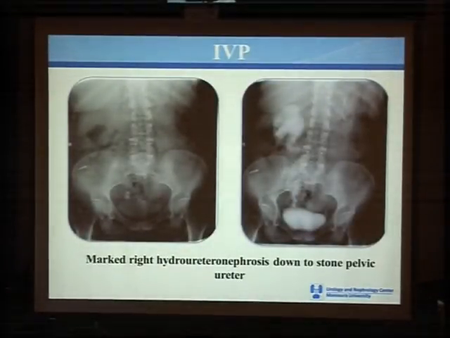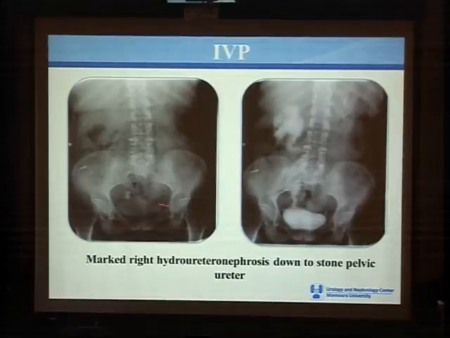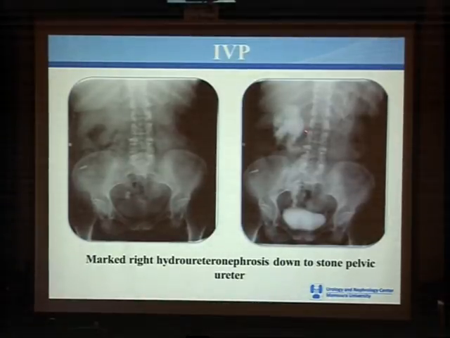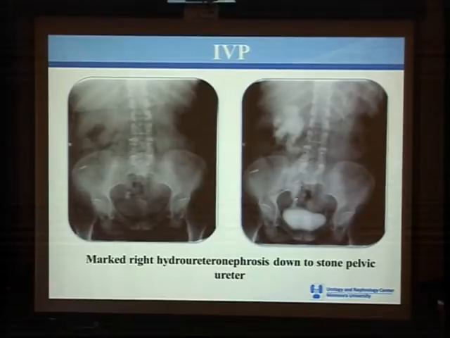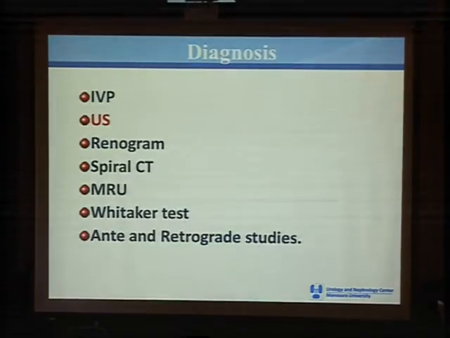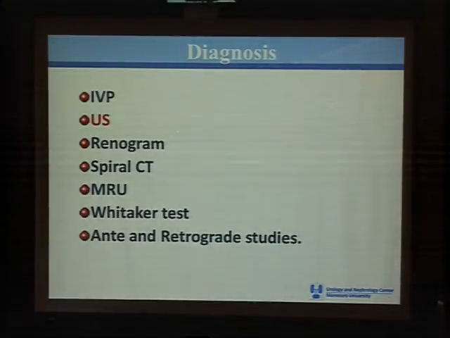This is an example of marked hydroureteronephrosis on the right side due to a stone here on the pelvic part of the ureter. You see here dilatation of the kidney and dilatation and tortuosity of the right ureter down to the level of obstruction. Now we finished the first item, which is the IVP.